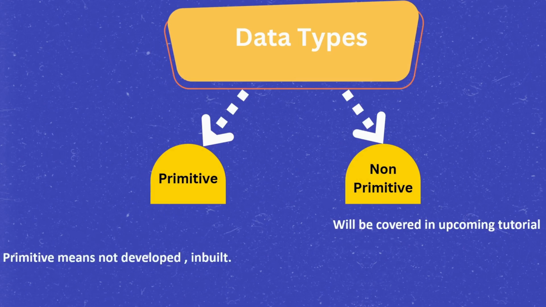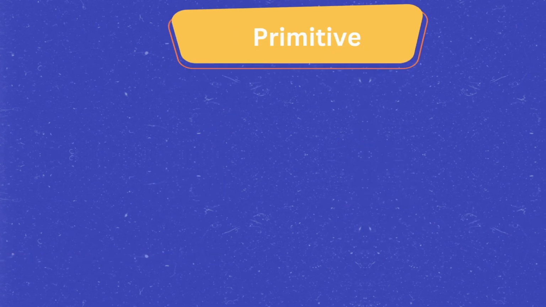What does primitive mean? The Latin meaning of primitive is not developed. So these primitive data types, like int that we have seen in the earlier expression, are not developed by the Java developers. Those are data types which are inbuilt in the programming language Java. Any data type that you don't develop and that is inbuilt is called a primitive data type. Now these two categories, primitive and non-primitive, are divided into subcategories. So let us see them.